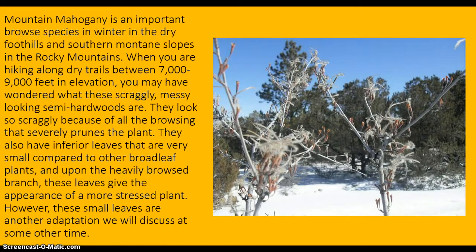Mountain mahogany is an important browse species in winter in the dry foothills and southern montane slopes in the Rocky Mountains. When you are hiking along dry trails between 7,000 and 9,000 feet in elevation, you may have wondered why these scraggly, messy-looking semi-hardwoods look the way they do. They look so scraggly because of all the browsing that severely prunes the plant. They also have inferior leaves that are very small compared to other broadleaf plants, and upon the heavily browsed branch, these leaves give the appearance of a more stressed plant. However, these small leaves are another adaptation we will discuss at some other time.